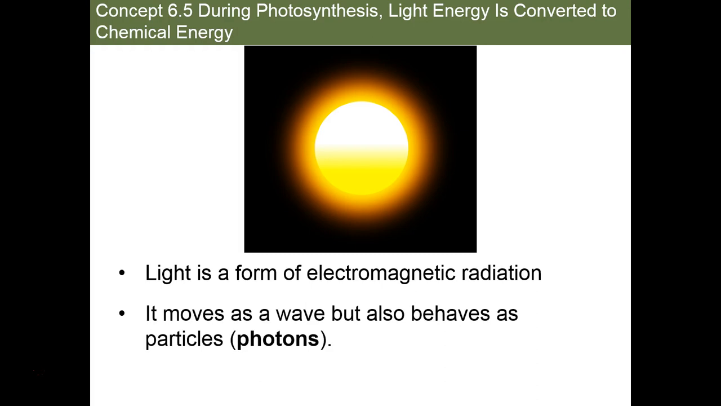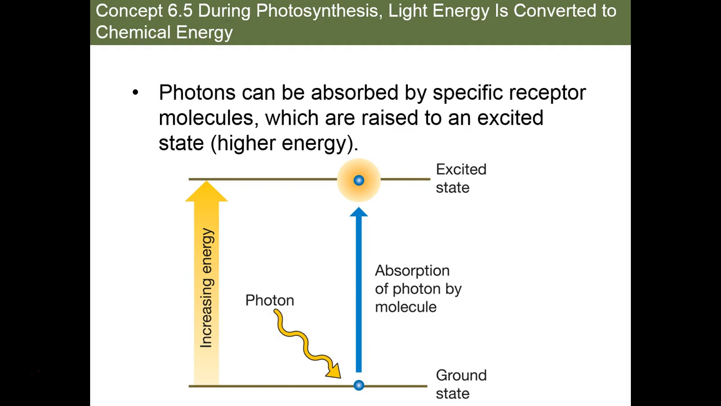Before we get into the details about photosynthesis, what makes light a suitable source of energy for plants? Light is a form of electromagnetic radiation. It moves as a wave, but behaves as a particle, like photons. Photons can be absorbed by specific receptor molecules in chloroplasts and raised to an excited state that has higher energy.